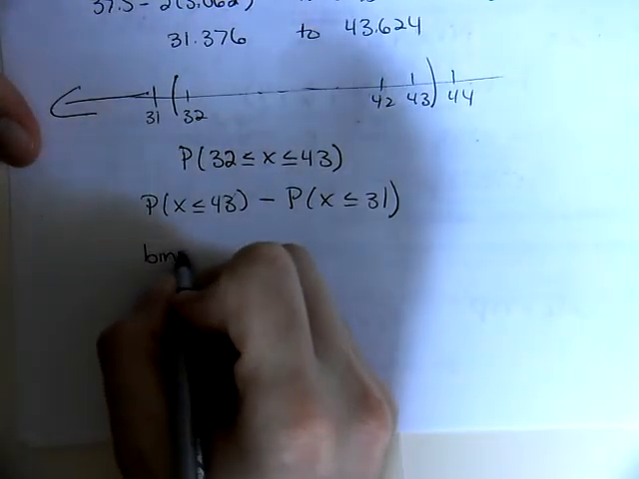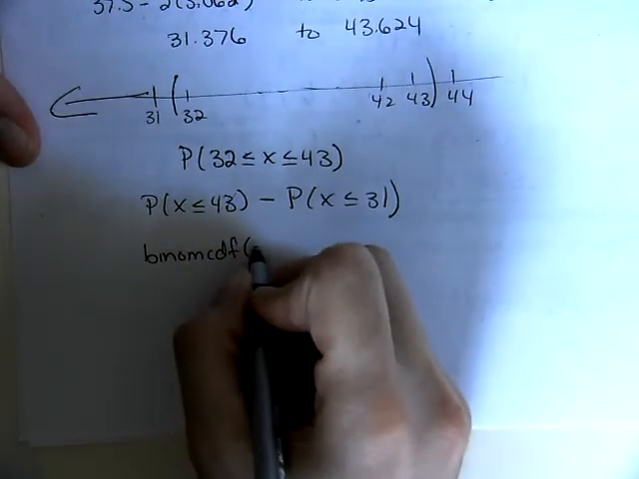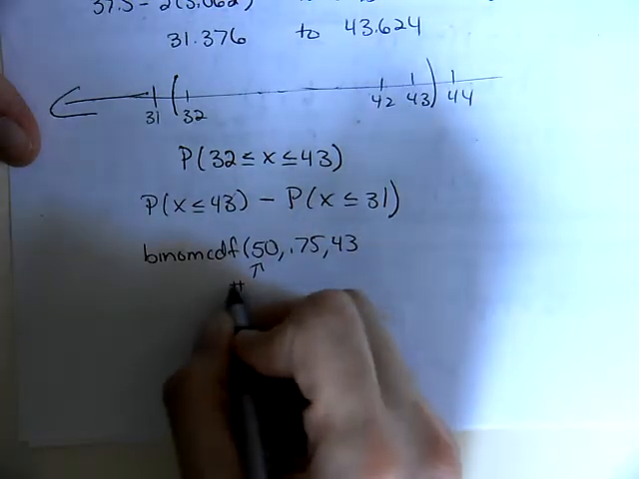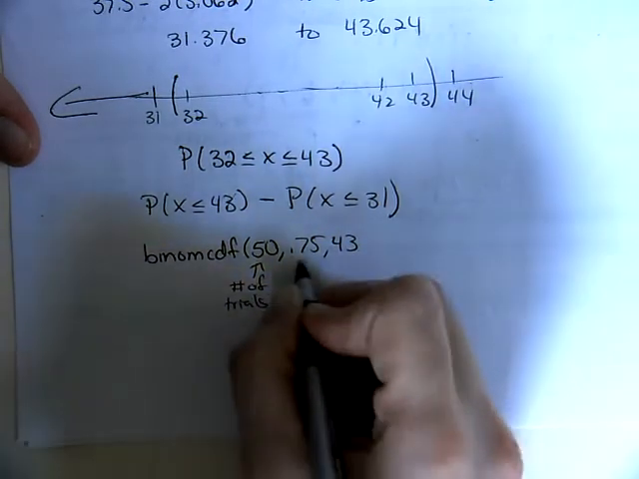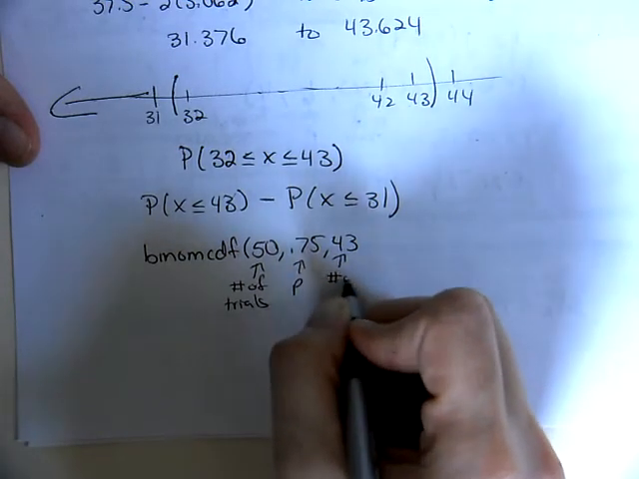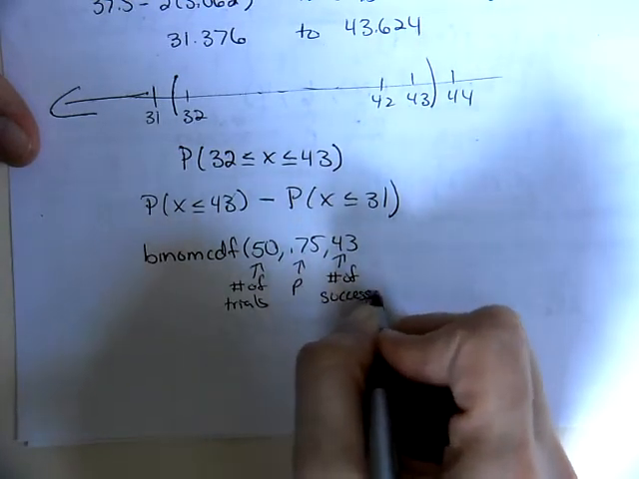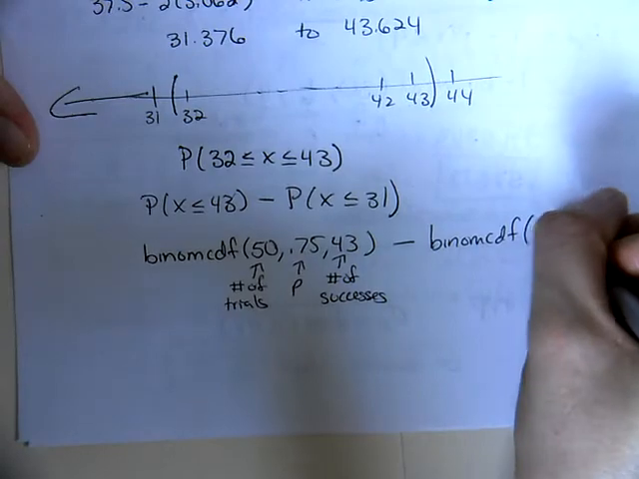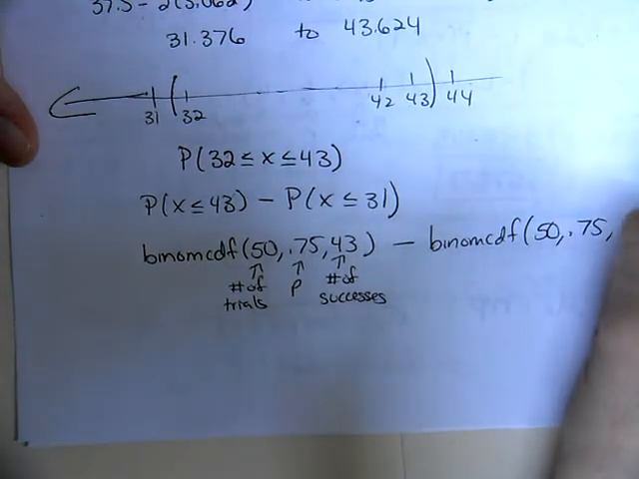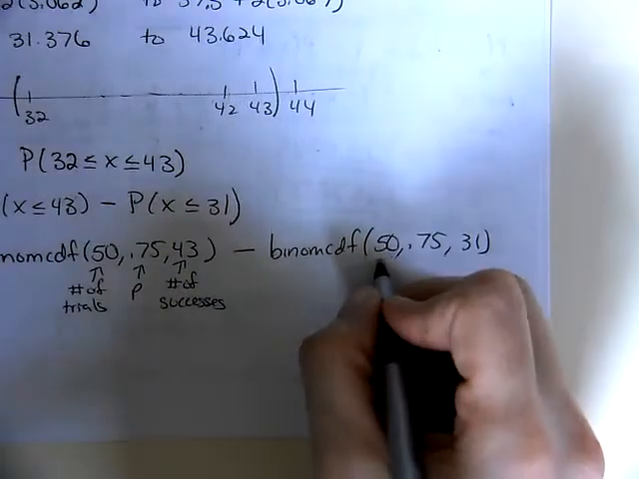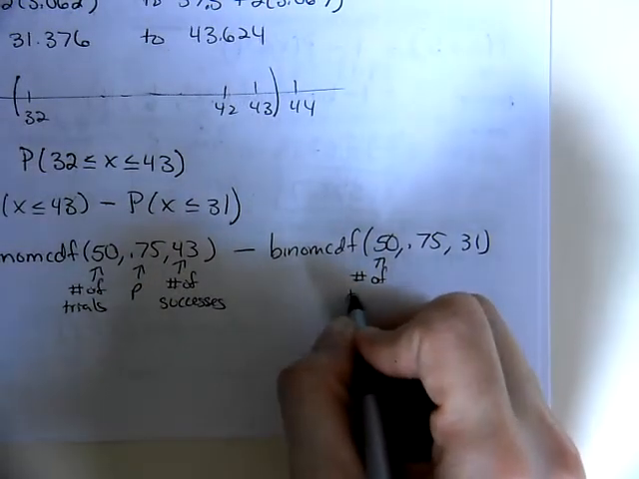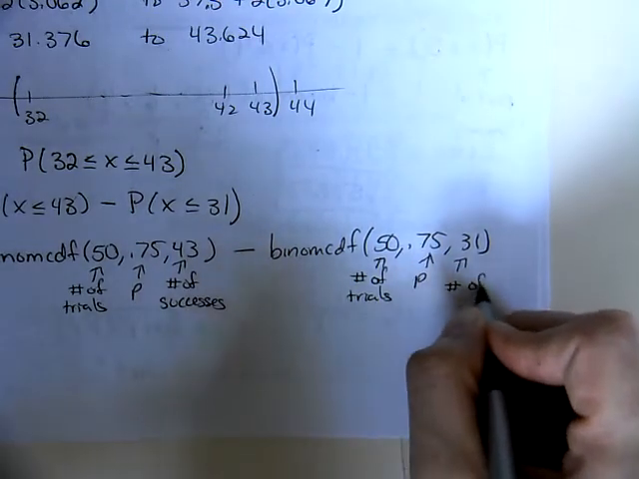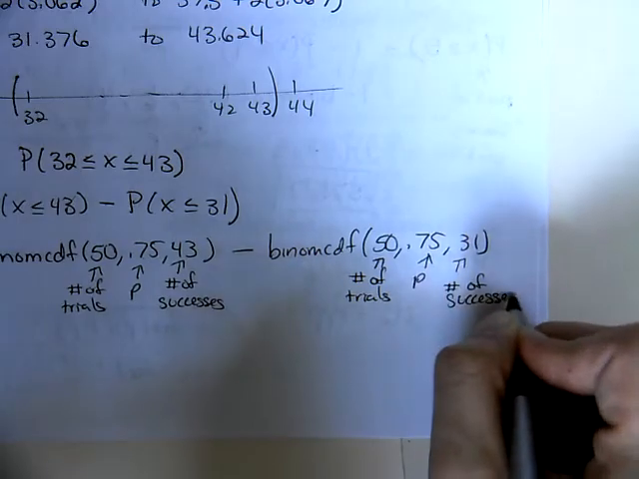I'm going to do binomcdf(50, 0.75, 43), number of trials, p, number of successes, and I'm going to subtract binomcdf(50, 0.75, 31). The biggest mistake people will make is they don't go down a number when they're doing this. Or they go up a number when they shouldn't.